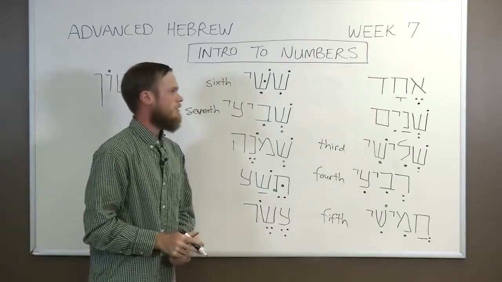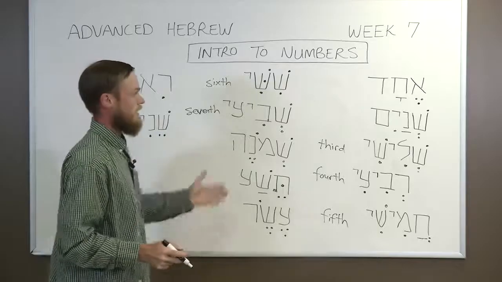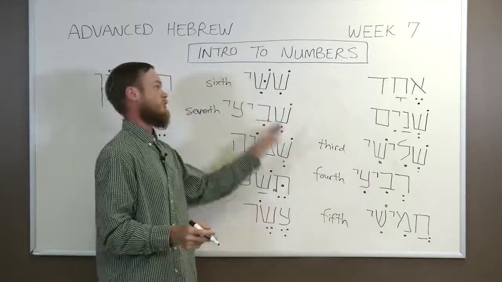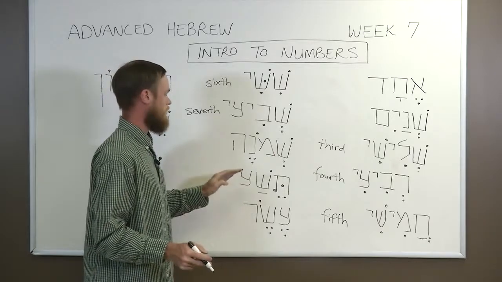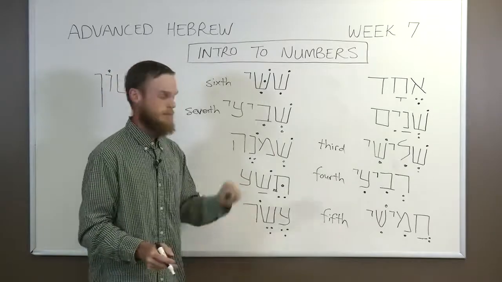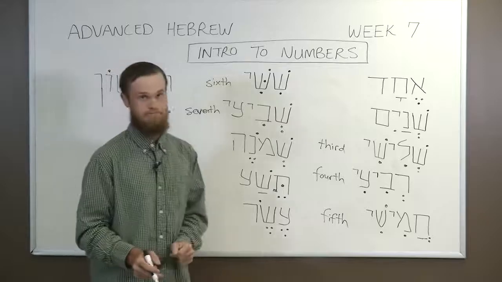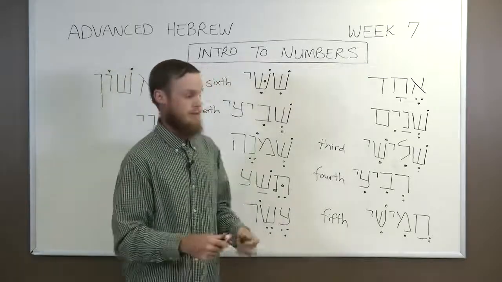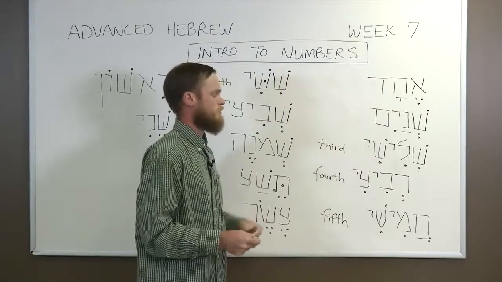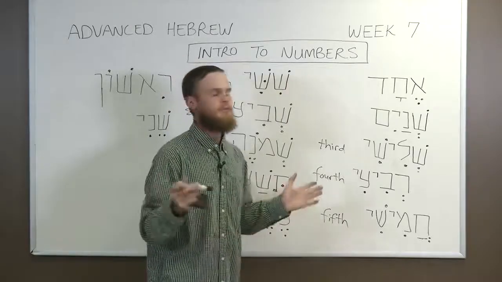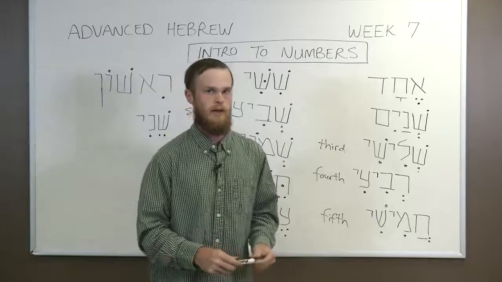Okay. So Rishon, Sheni, Shlishi, Revi'i, Chamishi, Shishi, Shvi'i, Shemini, Teshi'i, that one's hard to say, and Asiri. Okay, that's first through 10th. Now, one special note.